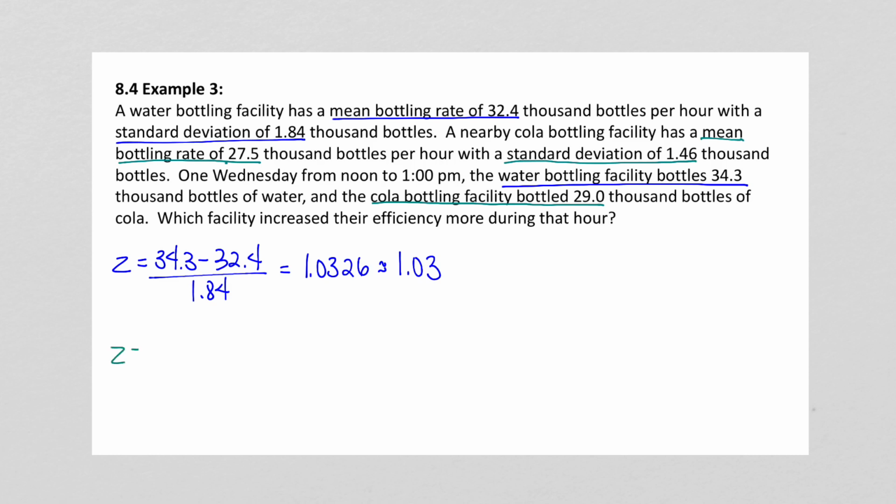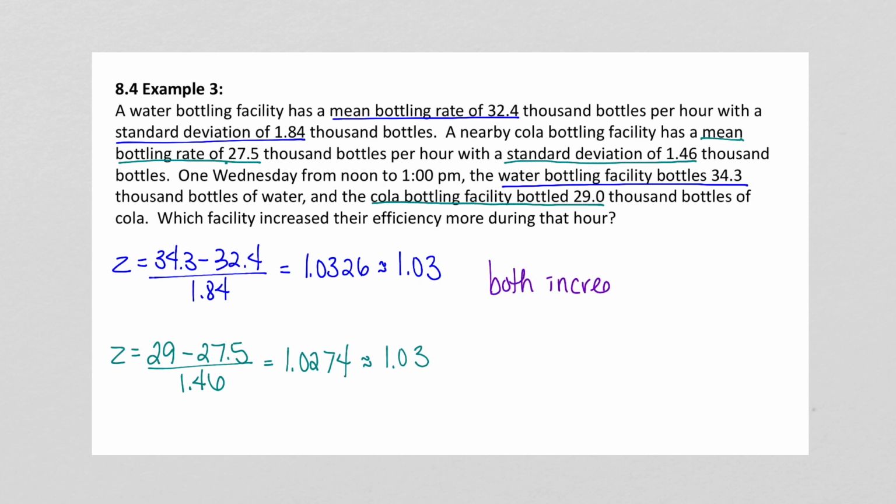Then the cola bottling facility, their data point that we're looking at is 29, minus their mean of 27.5, divided by the standard deviation of 1.46, and we get 1.0274, which I'm going to round to 1.03. So what does this tell us? Well, the Z-scores are the same. So they both actually increased their efficiency by the same amount.